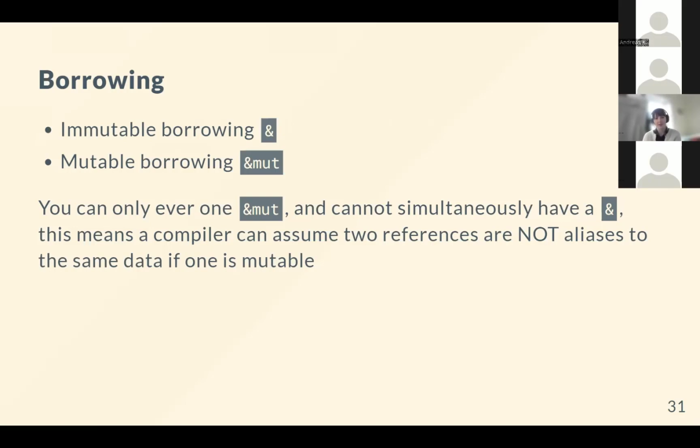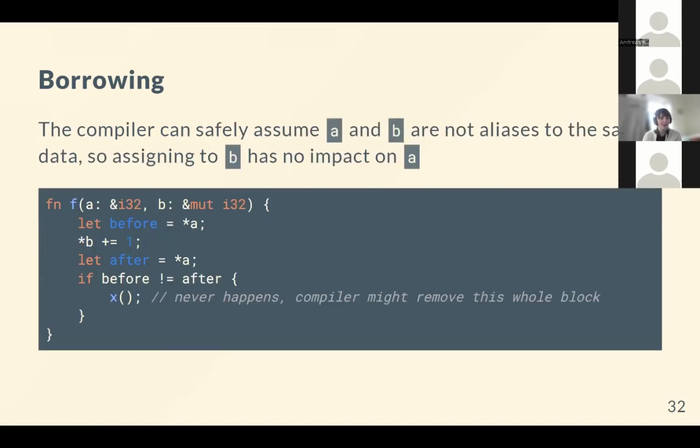And there's benefits to that that you don't get in languages like C++, which is things like the compiler can assume that two references are not aliases to the same data if one of them is mutable. So what that means is if you have a function which takes two i32s, a and b, in C++, there are annotations you can add in certain compilers to say, I promise that these are not aliases to each other. But generally, people don't necessarily do that all the time. So the compiler can't assume that a and b don't impact each other.